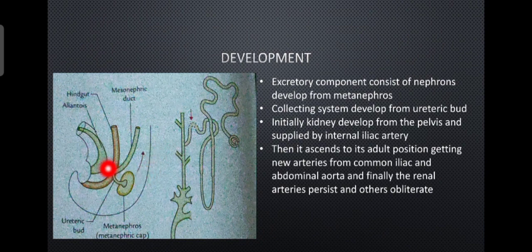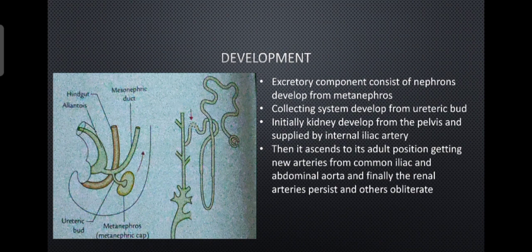This is a very basic general idea of how the kidney develops. Usually the kidneys develop at the level of the pelvis, then ascend to the adult position. This is because in the primitive stages of development there is no space for accommodation of the kidney in the abdominal cavity, as the cavity is filled by the visceral organs. So it develops in the pelvis, then ascends towards the adult position, that is, towards the abdomen.